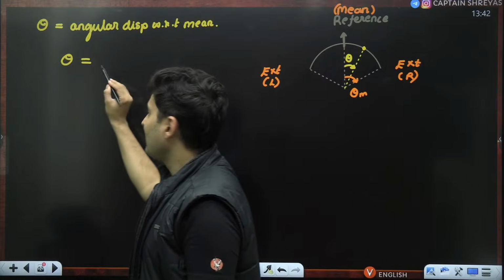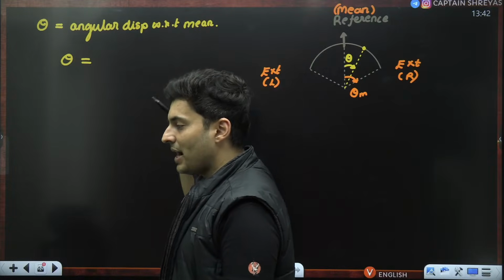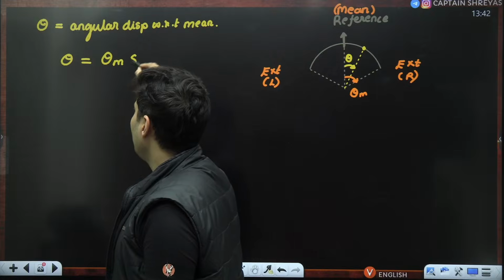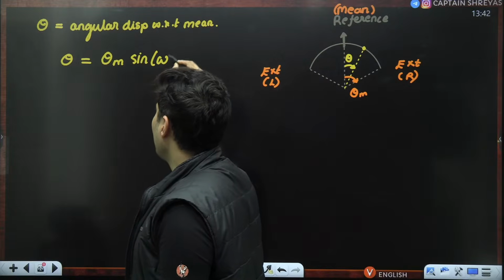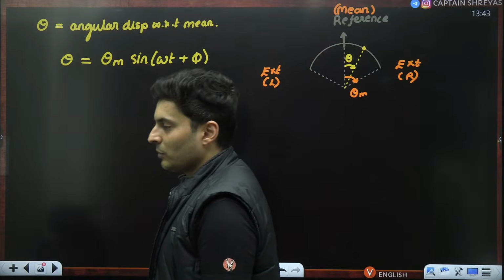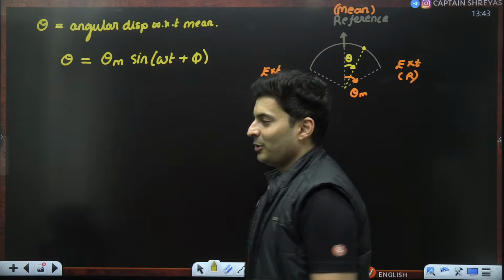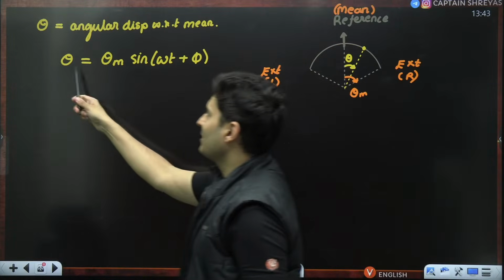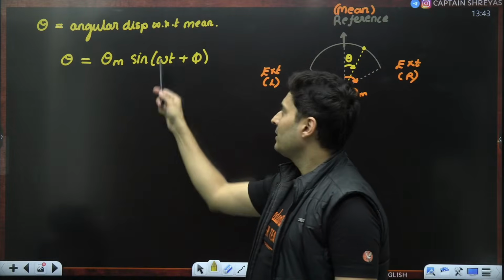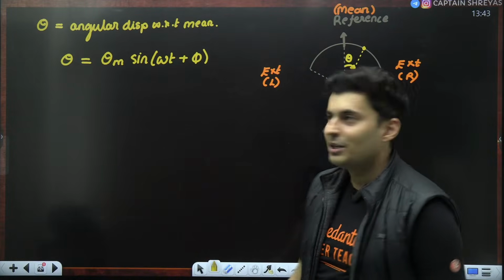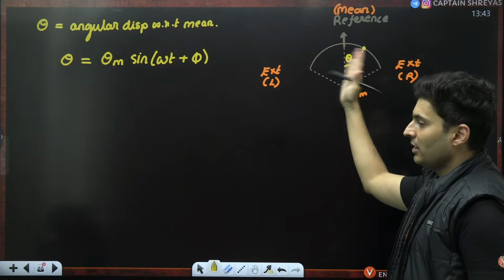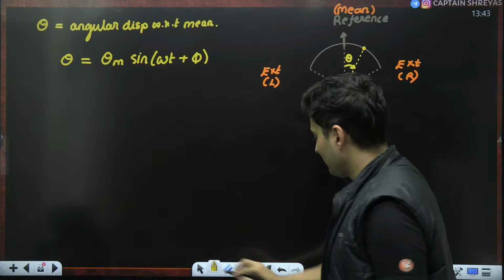Instead of x equals A sine omega t plus phi, you will have theta is equal to theta m sine omega t plus phi. Exactly similar looking equation. No difference at all. Instead of x, you have theta. Instead of amplitude, you have theta m. And this is anyways the same thing. So theta will keep on fluctuating. It will keep on going back and forth between these two extremities.